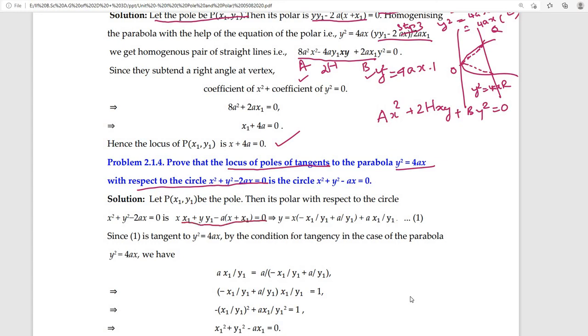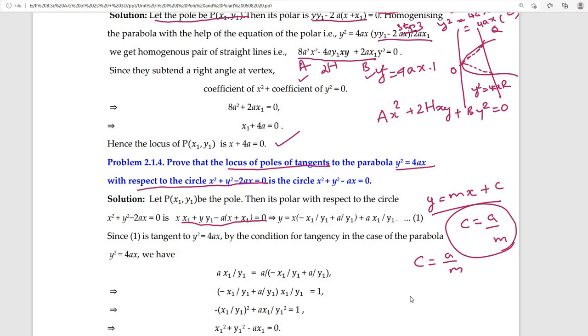So this is what we have, and this is rewritten in the form y is equal to mx plus c. For what reason? Because this one happens to be tangent to this, so we can easily use the condition c is equal to a by m. It's only for that purpose that this is rewritten in this way. c equals a by m.